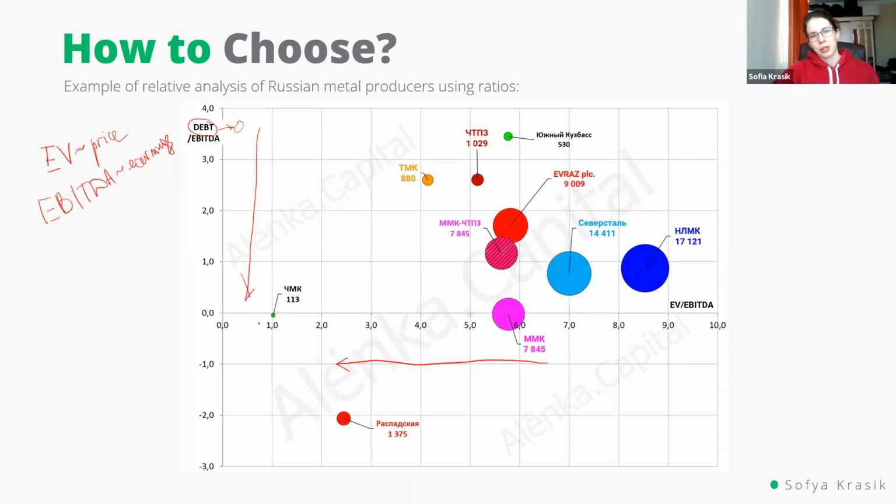So probably according to the Alyonka Capital analysis of metal producers of Russia, according to this picture, this company would be just perfect for investing. But this is just according to this analysis, so it's not some universal advice. In Russian, it can be read as ЧМК. I'm not even sure what it means, but anyway, it doesn't really matter to demonstrate this approach to analysis. That's probably something like Chelyabinsk Metal Company or something like this.